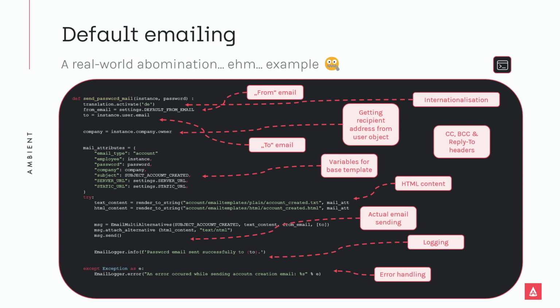Then I have to know about how to create this multi-part email, like having this HTML part. Maybe I don't really need to know that this is the email multi-alternatives class. Maybe I just want Django to make it work, right? There would be some kind of logging. Then there would be some error handling. What if something goes sideways?